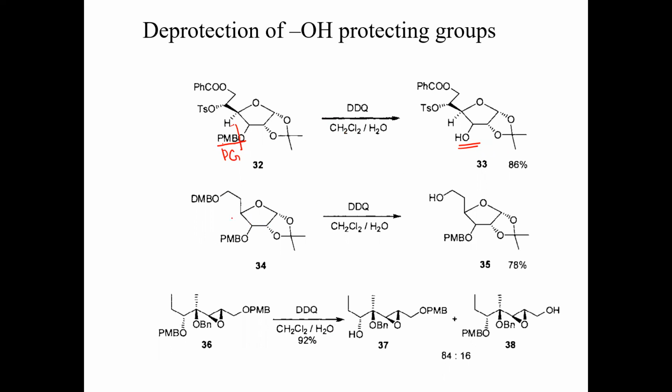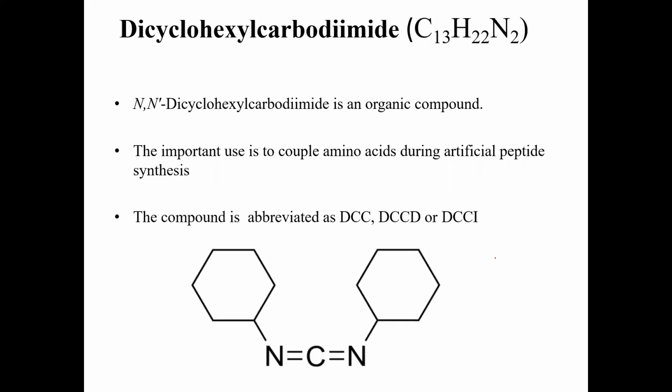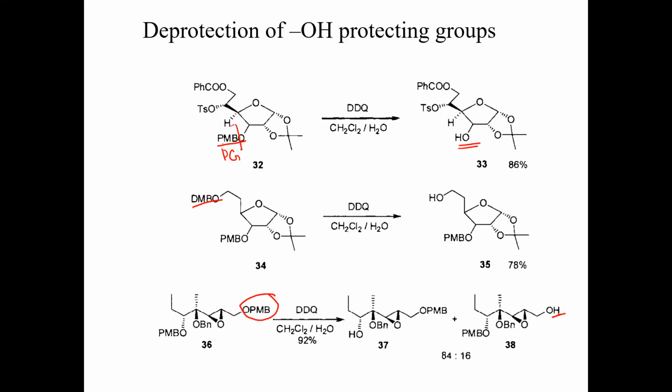Here also, you can see that this is the protecting group. DDQ can be used to remove the protecting group. Again, this compound is a protecting group, and it can be removed using DDQ. That's the third application of DDQ. That's all about the applications of DDQ. So DDQ is a very important and very useful compound in organic synthesis.